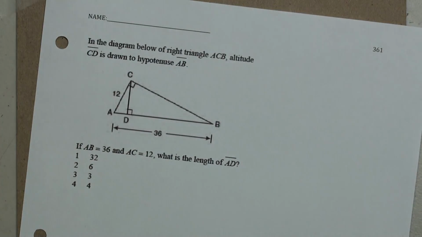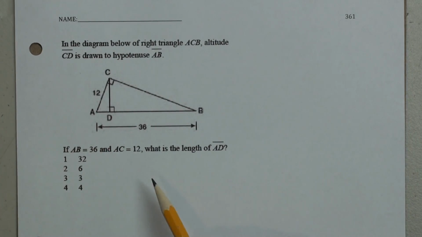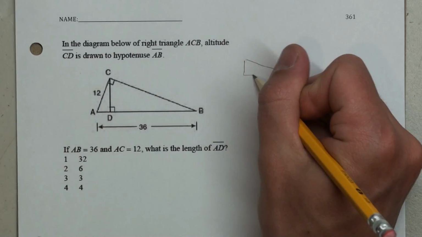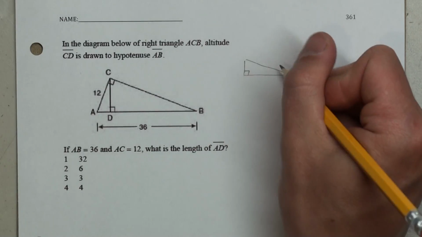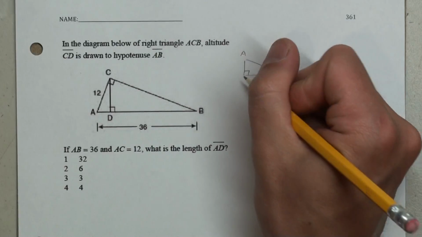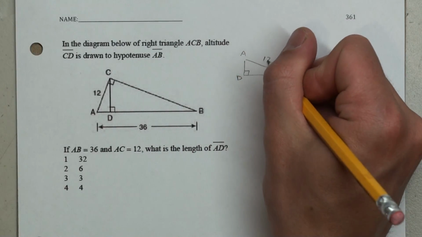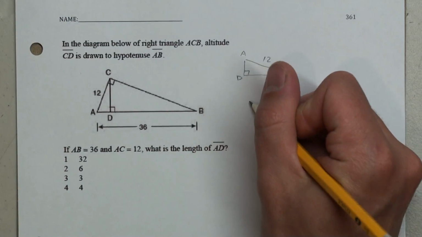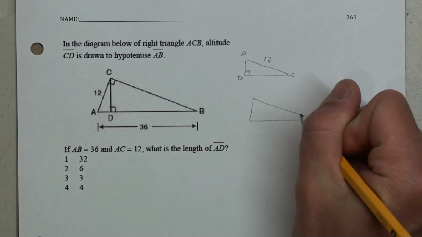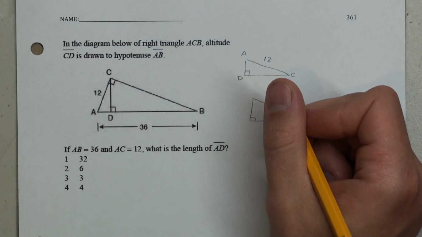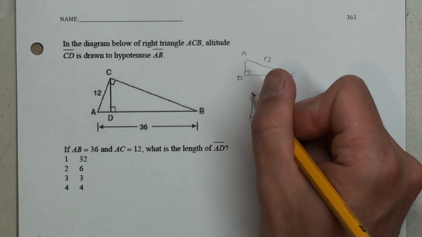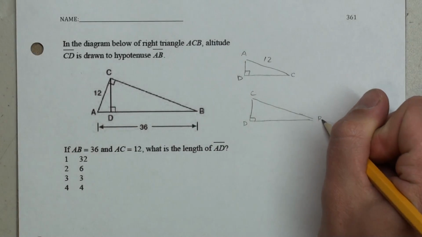Alright. Everything's labeled. It wants to know AD. So again, I'm going to split up my little diagram here. Just be careful when you do this. This is C. This is A. This is D. This is 12. That's all I know. Now I go to my second biggest triangle, where I don't know anything here. I know C, D, and B is like that.